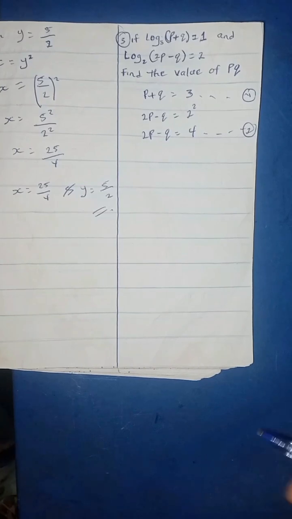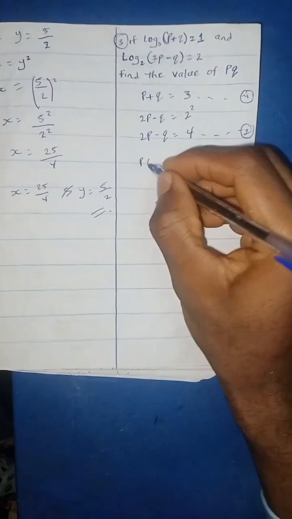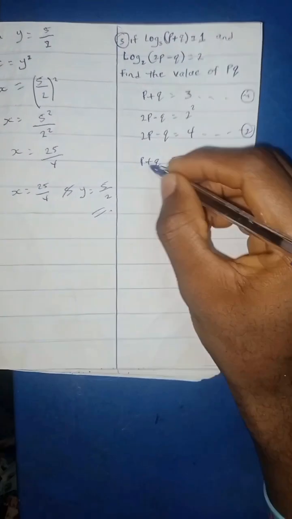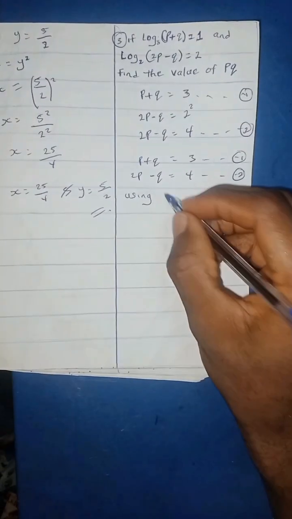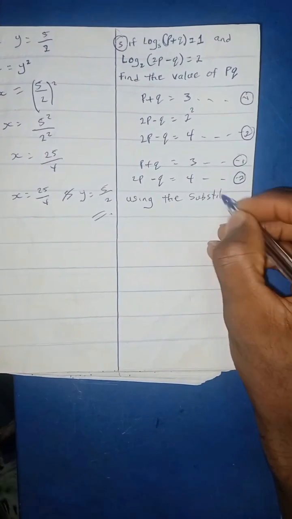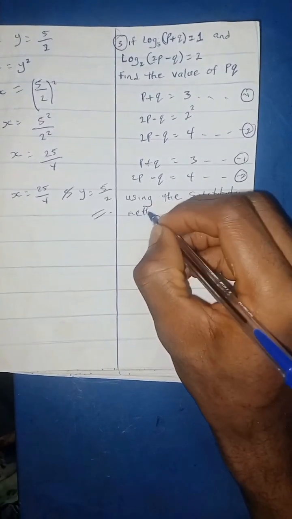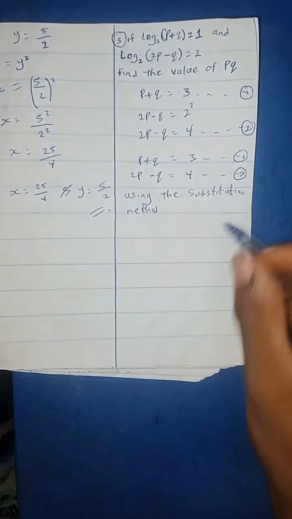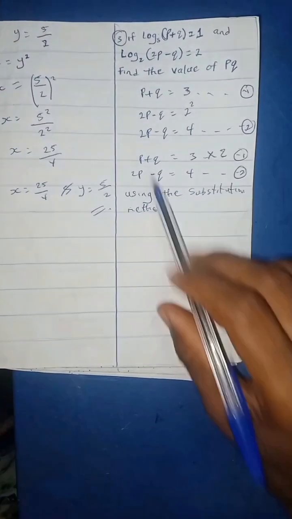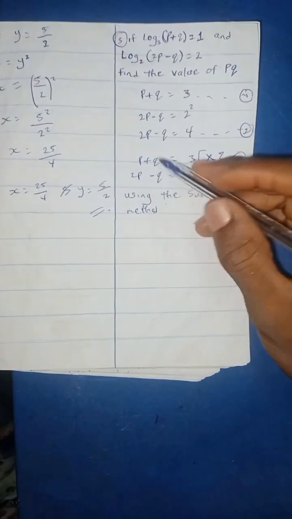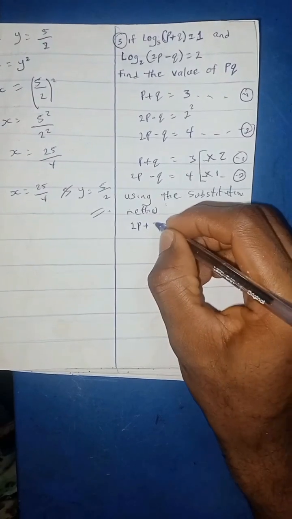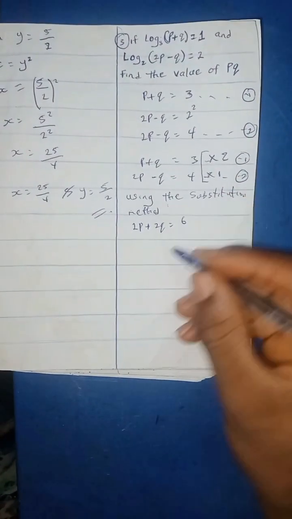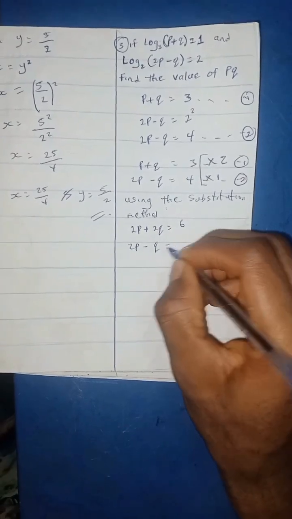Alright, I've gotten our two equations now. So we have p plus q is equal to 3, equation 1, and 2p minus q is equal to 4, equation 2. So using the elimination method, let's multiply this one by 2, so we can cancel out the p. And multiply this one by 1. So we have 2p plus 2q is equal to 6, and over here we're having 2p minus q is equal to 4.